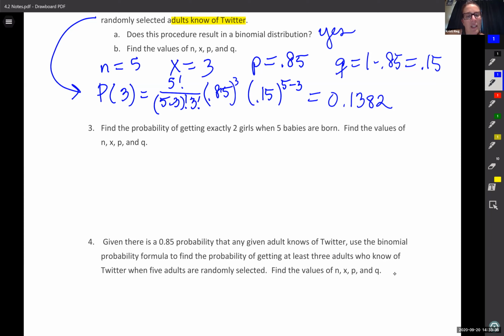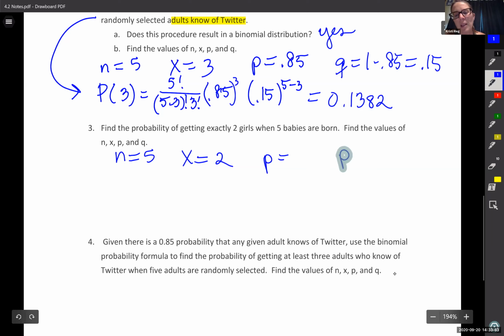So for here, the probability of getting exactly 2 girls when 5 babies are born. So N is 5 because there's 5 babies, and X is 2 because 2 of them are girls. Now, what is the probability of a success and what is the probability of a failure? In this case, success always goes back to what the X is. Success has to do with girls. So what's the probability of a girl being born?